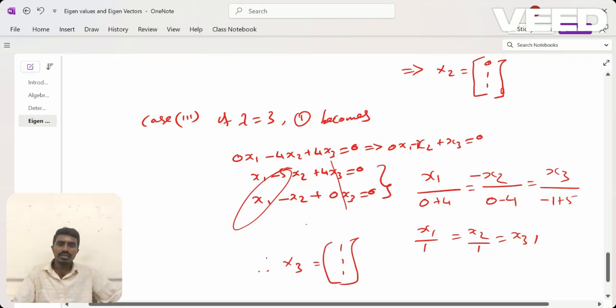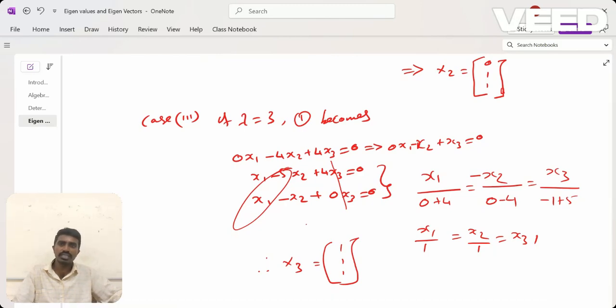So if there is a 3 by 3 matrix, there should be 3 eigenvalues, and correspondingly there should be 3 eigenvectors. Thank you.